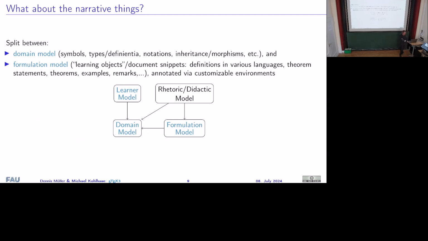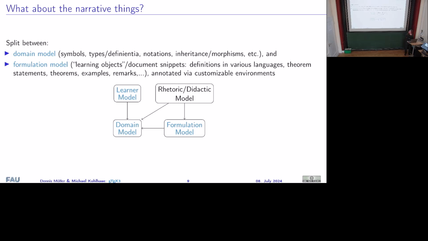Regarding the narrative stuff, I only understand 3 of those 4 boxes, which is why I'm going to ignore the one that is not blue. It has turned out that the way that is useful to think about these kinds of things is to see it as a separation between basically 2 models. There's the domain model, which contains all of the formal stuff. We have our symbols, we have our types, definientia, all of the notations, how they relate to each other, and these kinds of things. That is the stuff that is basically universal, independent of the authors, independent of the language of the authors, and that we can correspondingly share as wide as possible.